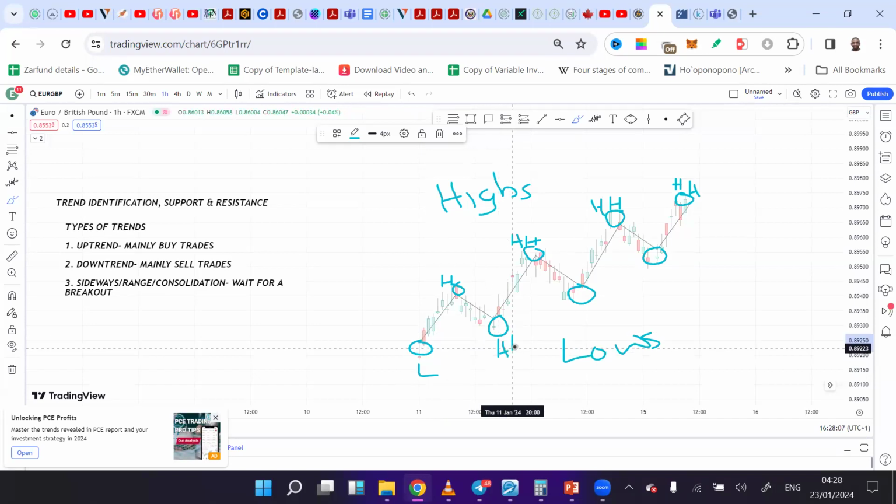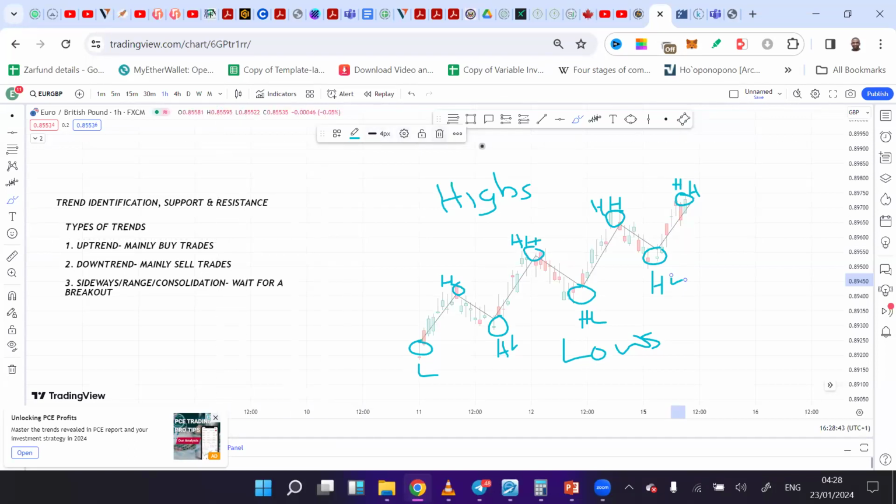Higher low. Also, this low is higher than this, we call it a higher low. Then also we have this here as a higher low. Why? Because the low is higher than this low. Okay, so you see an uptrend is a series of higher highs and higher lows. An uptrend is a series of higher highs and higher lows.